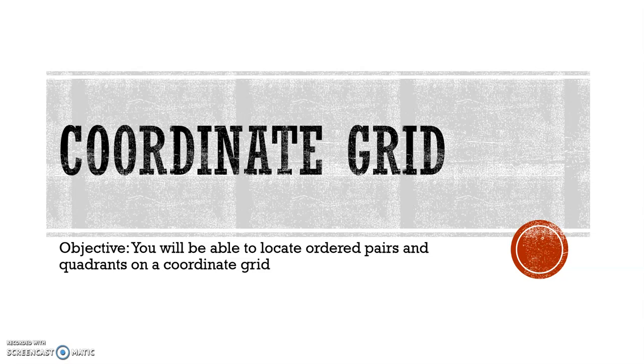In this video, we're going to be talking about coordinate grids. By the end of the video, you are going to be able to locate ordered pairs, as well as identify which quadrant those ordered pairs are located.